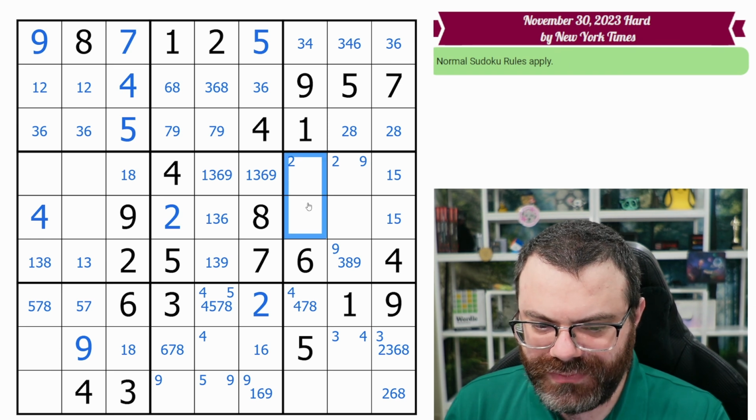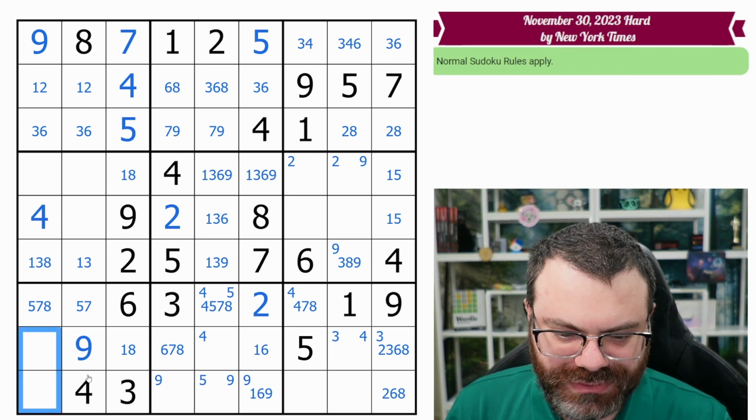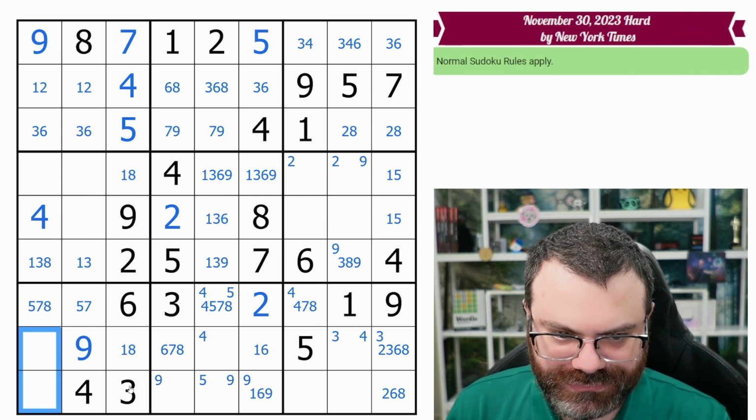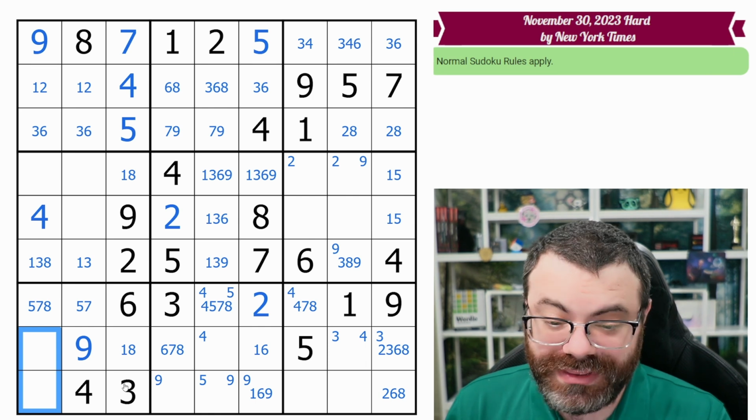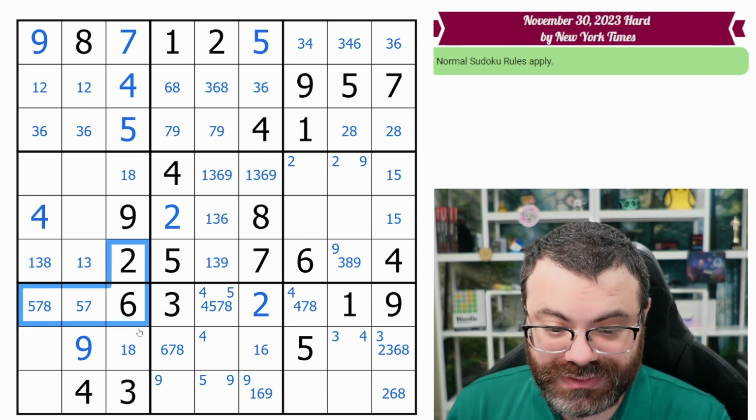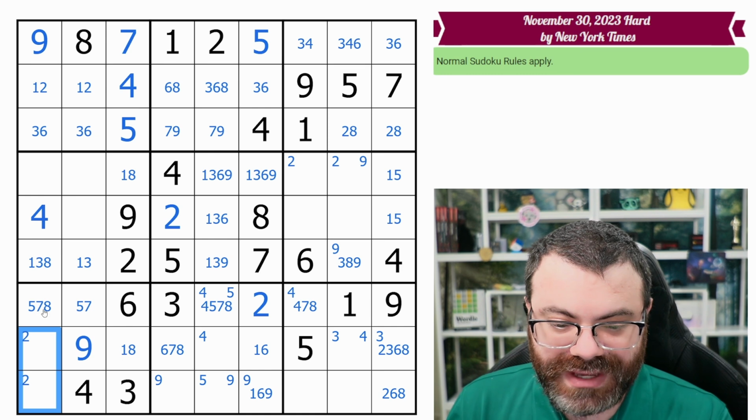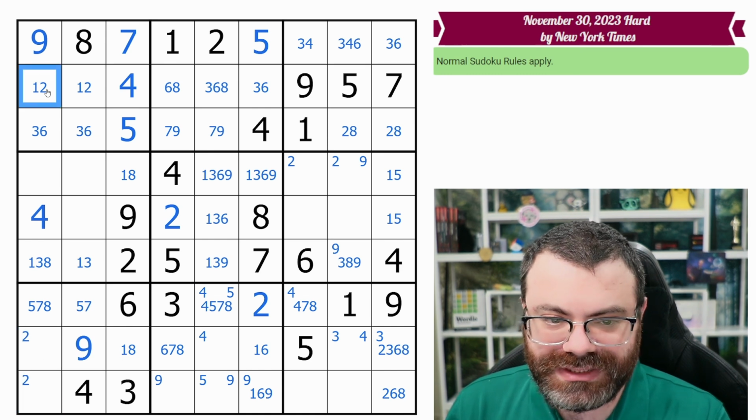Let me think about the rest of this box. The box needs 1, 2, 5, 7, 8. The one thing I'm noticing is this 2 looking in and this 2 looking down. It's a crossing on this 4, 9, basically. And so there's a 2 in one of these two. That points up. That eliminates the 2 from this cell.